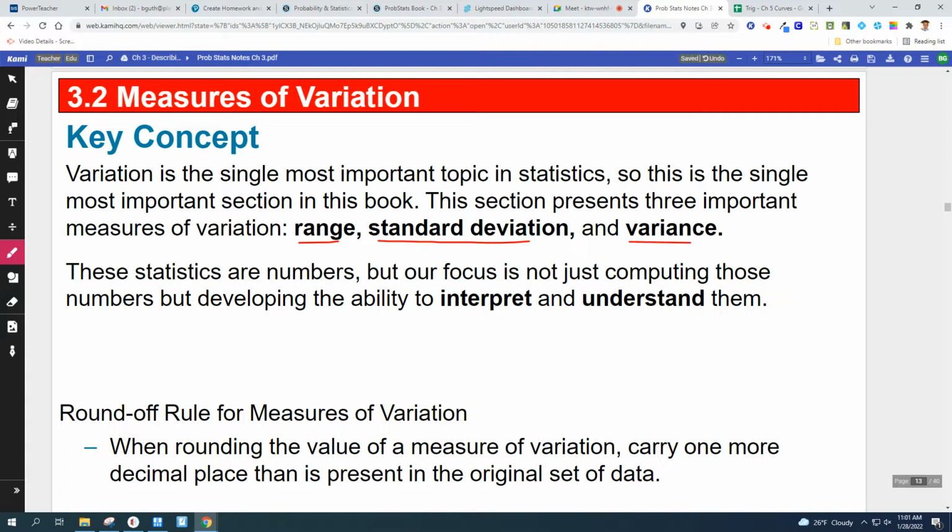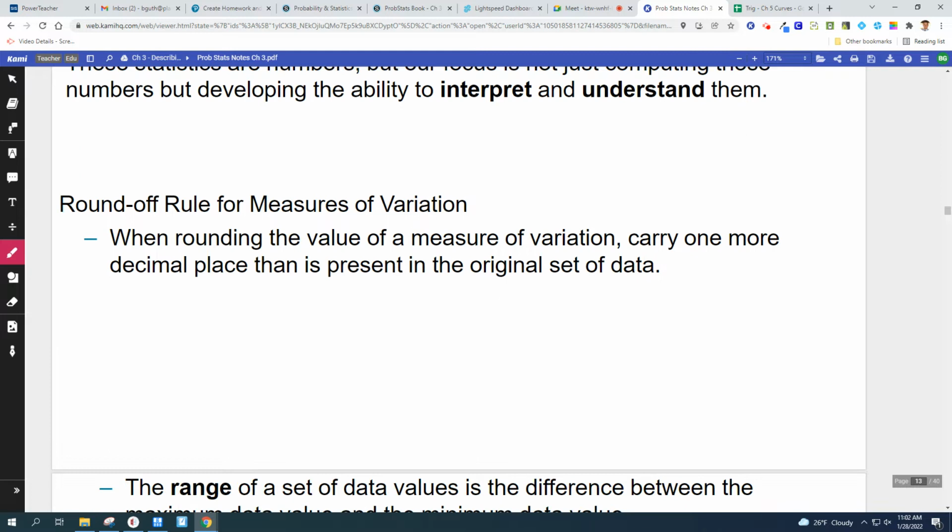These statistics are numbers, but our focus is not just on computing those numbers, but developing the ability to interpret and understand them. So here's the round-off rule for measures of variation. It says when rounding the value of a measure of variation, carry one more decimal than is present in the original set of data. Okay, we've seen that little rule before. So carry one more decimal.